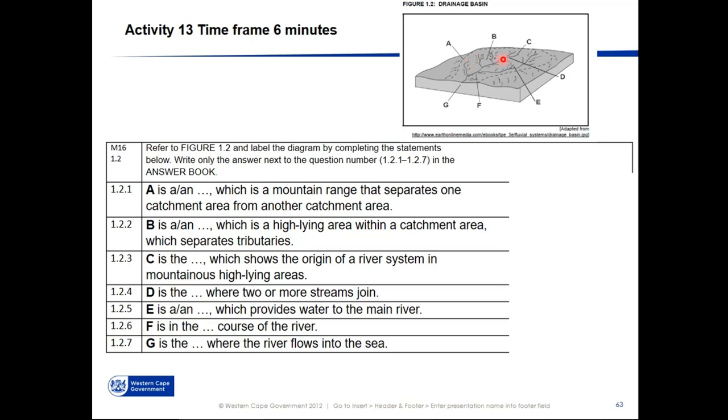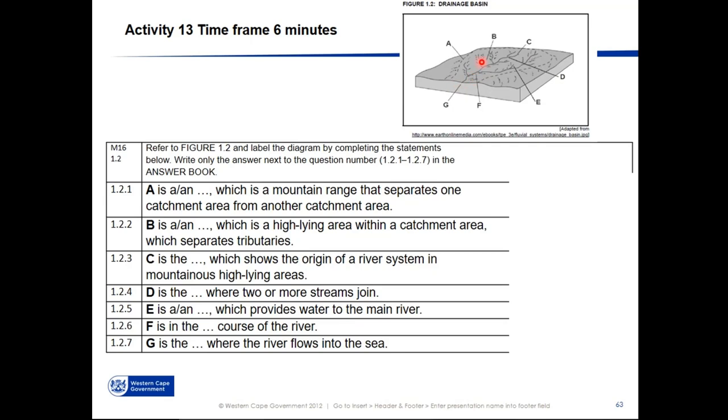So each river must have a beginning, if you can put it like that. Each river has a beginning. That beginning is called the source. From the source, it starts to run down, and eventually all these little rivers join up and end up going into the sea. And where it goes out into the sea, that is the mouth of the river.